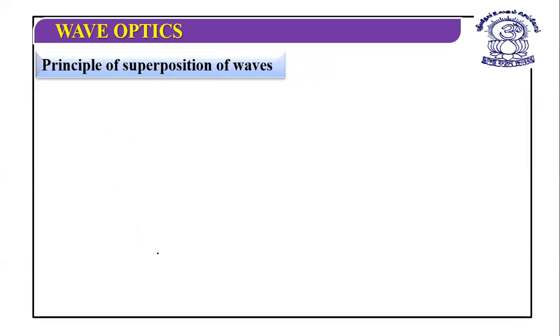Now, let us understand the principle of superposition of waves. What is the principle? When two or more than two waves arrive at a point simultaneously, then the amplitude of resultant wave is given by the vector sum of the amplitudes of each wave.